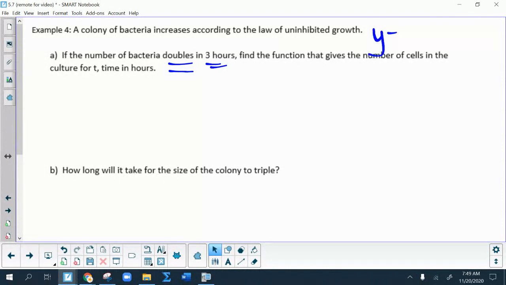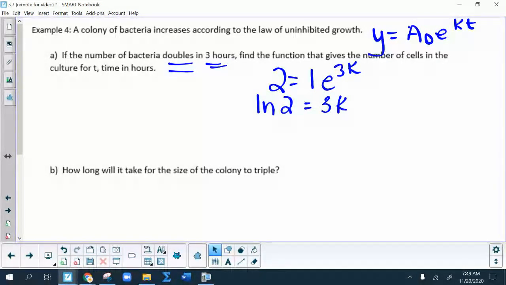Okay, so we're going to use y equals a naught e to the kt. And it doesn't matter how many bacteria we have. We're going from some amount of 1, let's say, to doubling of 2. So we're going to go from 1 to 2. That's why we're going to write it like that. So we're looking for k here to write the equation. We know it takes 3 hours for it to double. So this is my setup to find k. I'm going to rewrite it in natural log form. So natural log of 2 equals 3k. So k equals the natural log of 2 divided by 3.